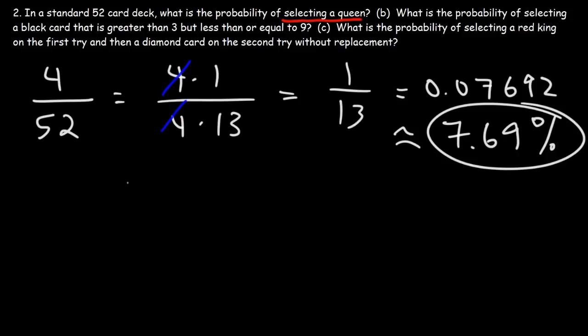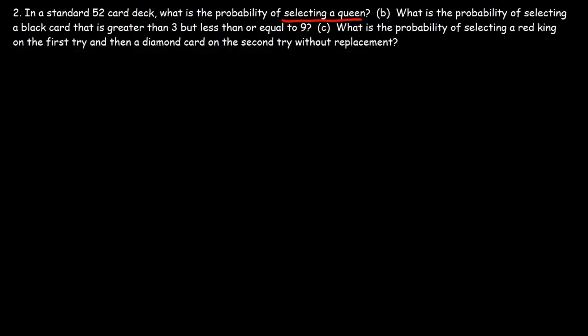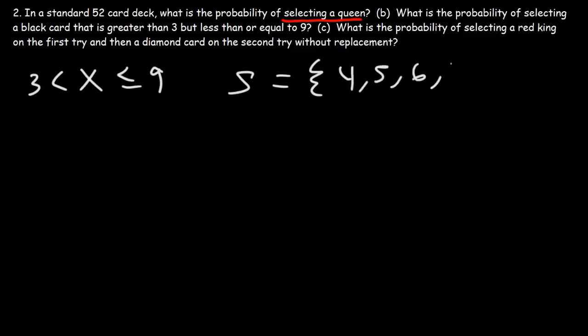So let's write out the list of numbers that fit these characteristics. So let's say that X is basically the number of a card that we're going to pick. It's greater than 3, but less than or equal to 9. So this does not include 3. So if we write the sample space, this is going to be 4, 5, 6, 7, 8, 9.